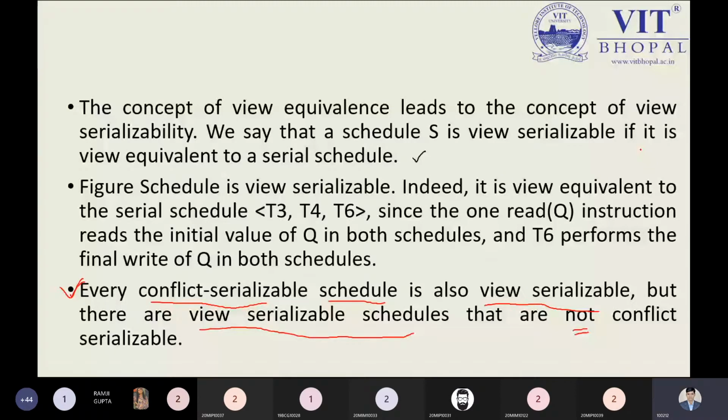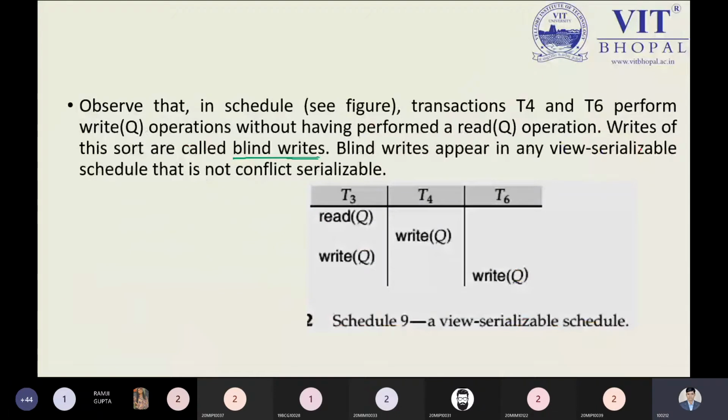Let me now move to this point. Observe that in our diagram, T3, T4, T6, these are known as the three different transactions followed by the two different schedules. Suppose that in transaction T3, we are reading the value of Q and writing something. But in between, the call of T4 comes, so we are writing something on Q.